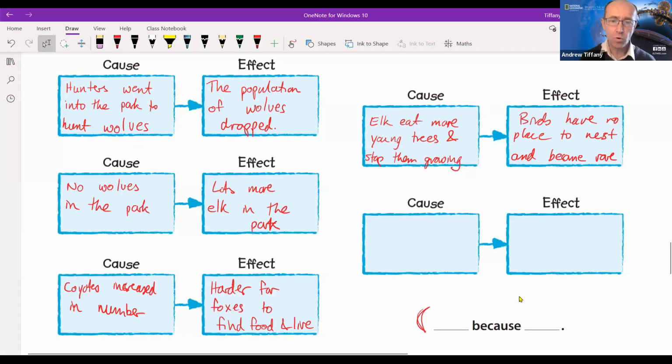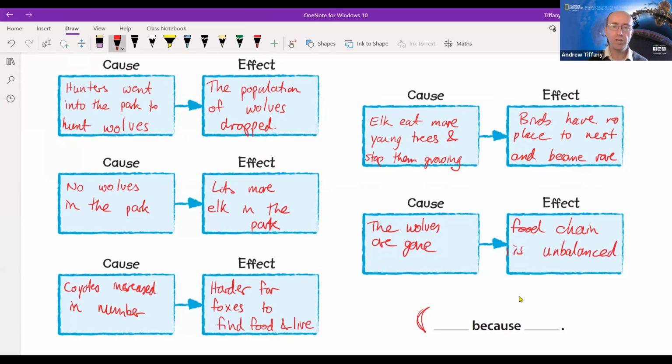So the wolves are gone, means that the effect is the food chain is unbalanced. Nice. It's not a strong ecosystem, right? Good, okay. And then what we can do is we can practice our way back through these ones and make sure they all make sense using our because structure, right? So for example, birds have no place to nest and become rare because elk eat more young trees and stop them growing. That makes sense, right? Okay, the food chain is unbalanced because the wolves are gone. Okay, there are lots more elk in the park because there are no wolves in the park.